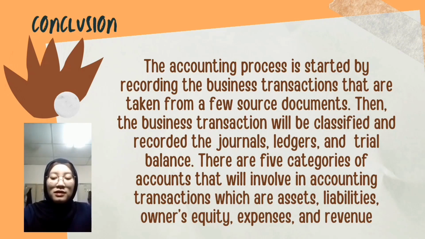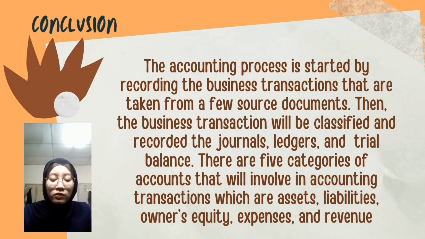A balance sheet may give insight or a reason to invest in a stock. In conclusion, the accounting process starts by recording the business transactions that are taken from source documents. Then the business transactions will be classified and recorded in the journal, ledgers, and trial balance. There are five categories of accounts that will be involved in accounting transactions, which are assets, liabilities, owner equity, expenses, and revenue.